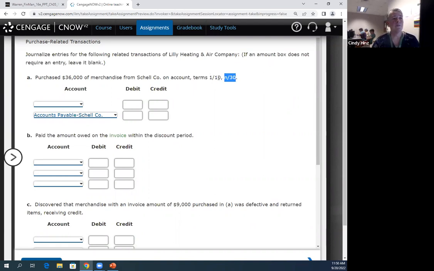However, Shell Company doesn't really want to be out the money for 30 days. Remember, we talked about that financing period and the concept of receivables turnover. Shell Company would prefer to have us pay it more quickly if they can get us to do that. So how do you get our company, Lilly Heating and Air, to pay faster? Well, you offer them a discount. And that's the 1/10 part, or 1%, 10. What that means is Shell Company has told Lilly, if you pay within 10 days, you can take a 1% discount. That's a pretty good deal.